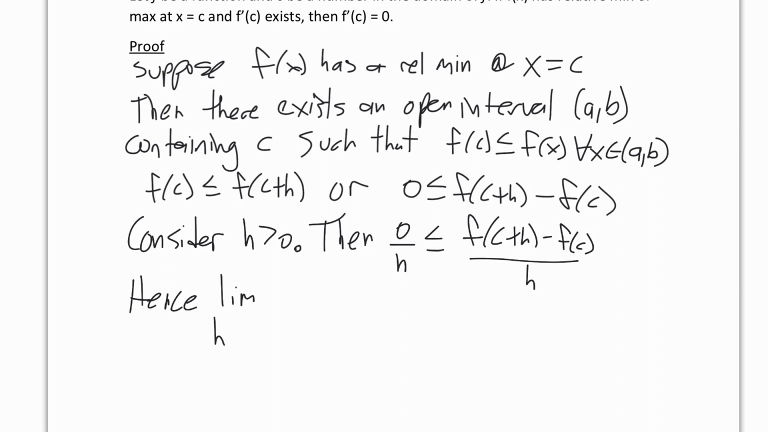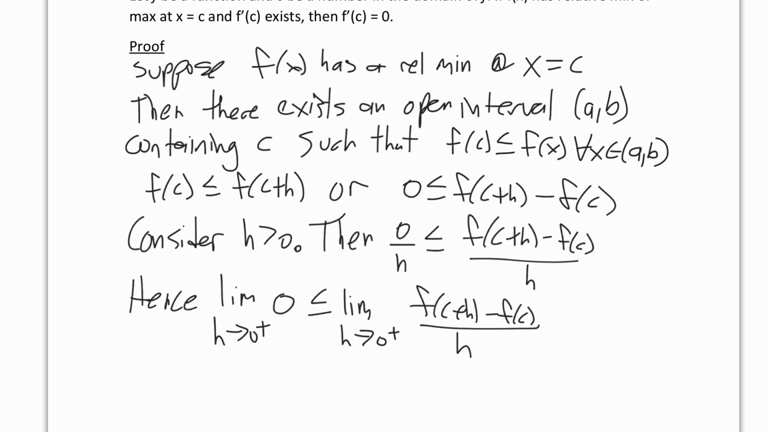And we can say the limit as h approaches 0, we'll take the limit of the left-hand side. h is going to 0 from the right, because h is positive. So the limit of 0 will be less than or equal to the limit as h approaches 0 from the right of f of c plus h minus f of c over h.